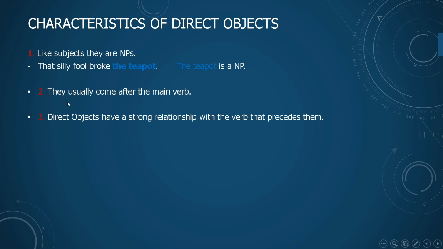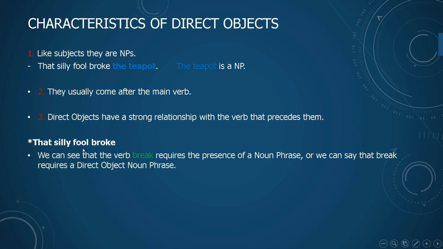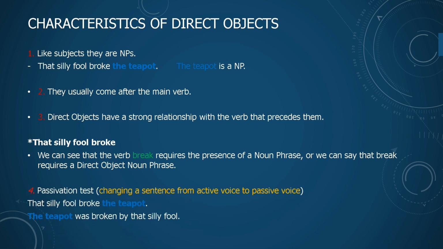Number 3, direct objects have a strong relationship with the verb that precedes them. In that silly fool broke, we can see that the verb break requires the presence of a noun phrase, or we can say that break requires a direct object noun phrase. Why? Because it is a transitive verb. What kind of transitive verb? A monotransitive verb, because it only requires one object.